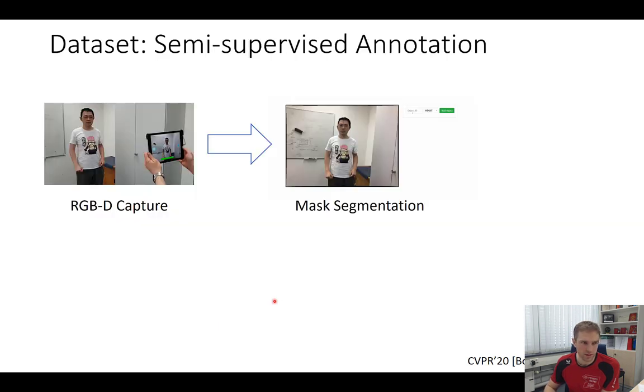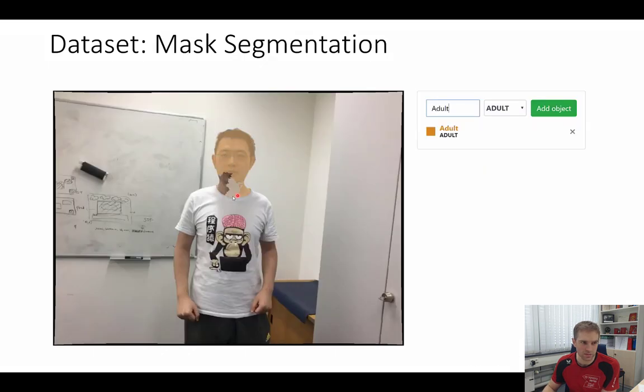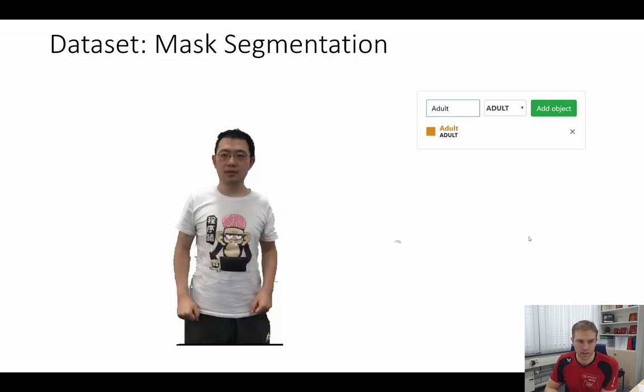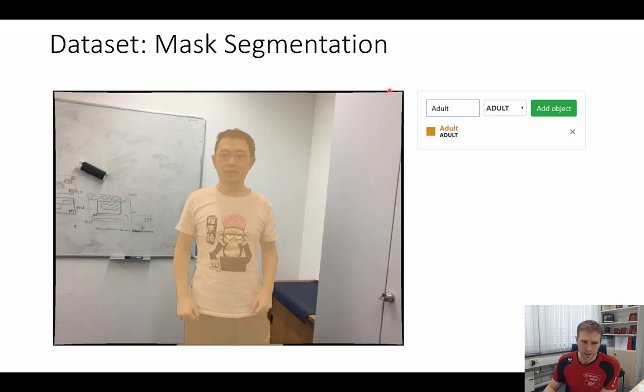And then what we do is we annotate a segmentation. So in this case, we have a user interface where an annotator goes ahead and marks the object of interest that we want to non-rigidly reconstruct here and adds a label. In this case, we add an object label.